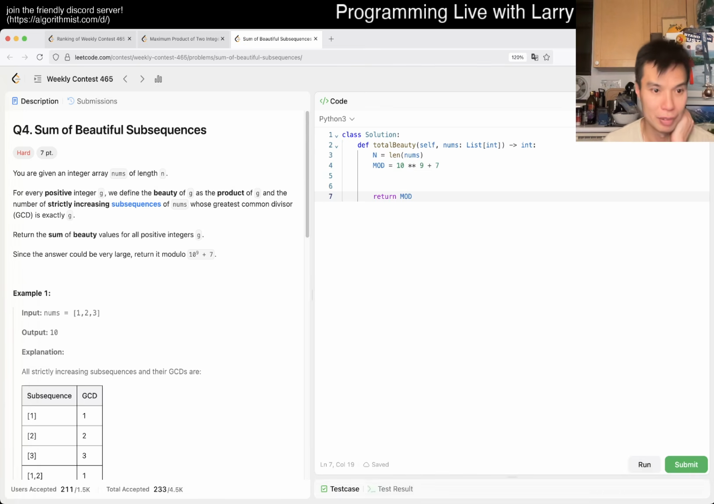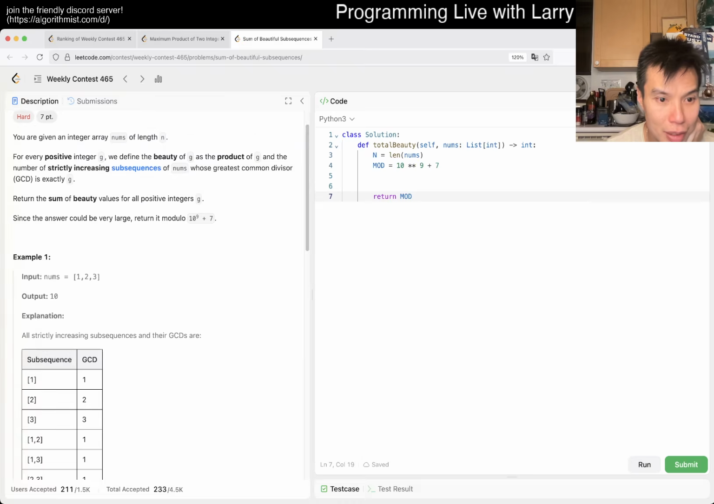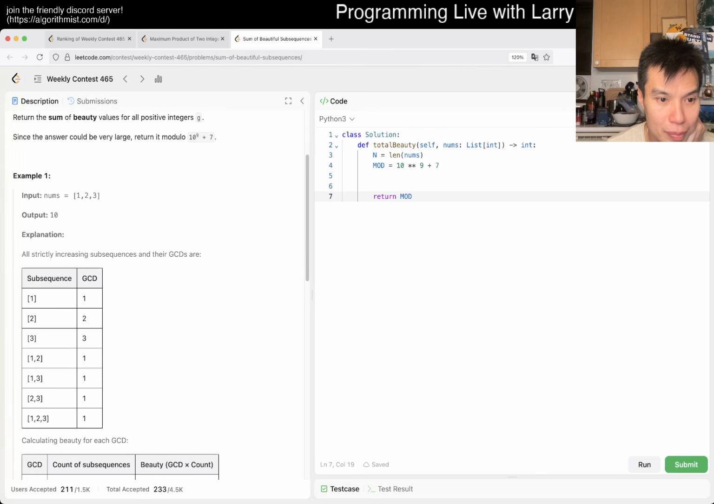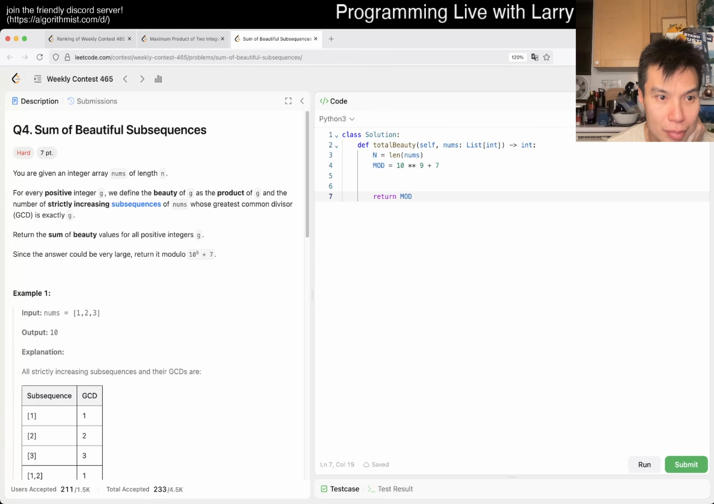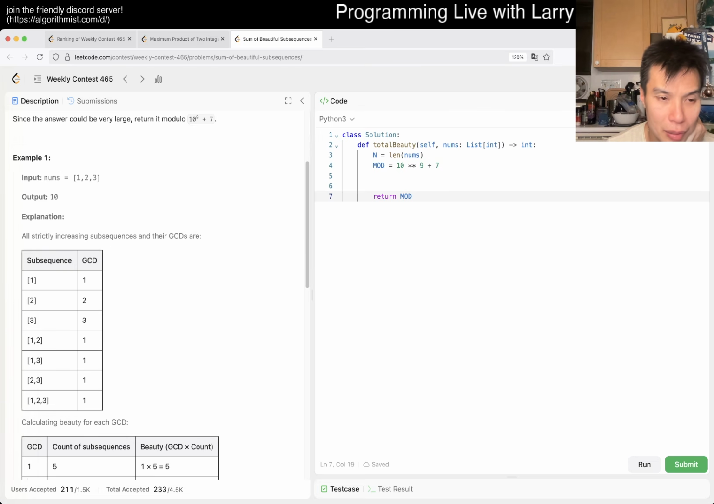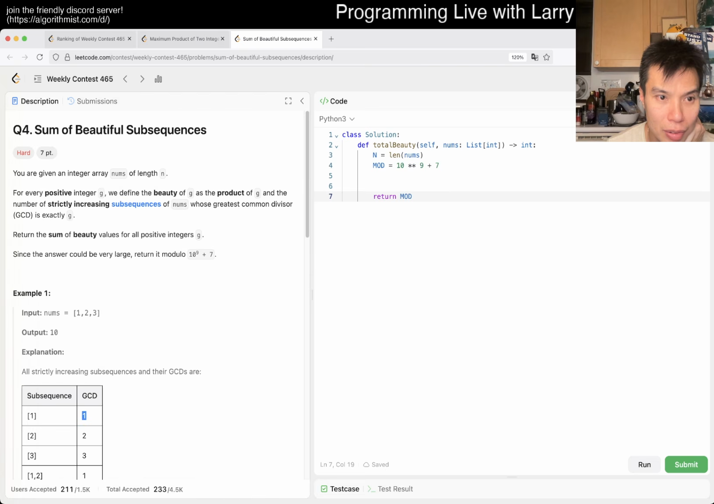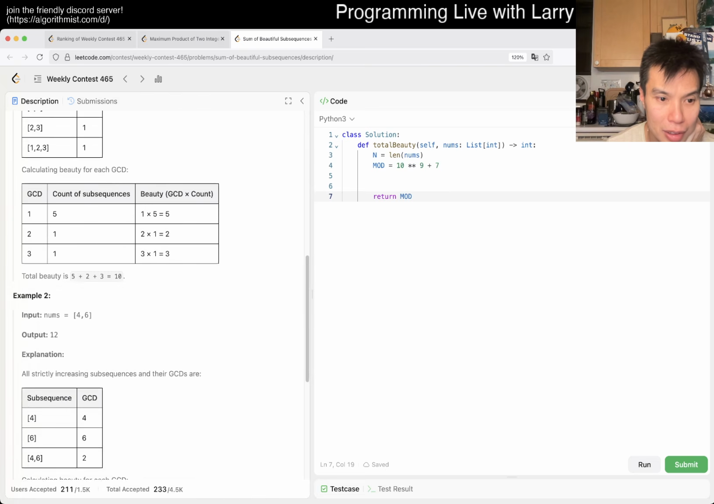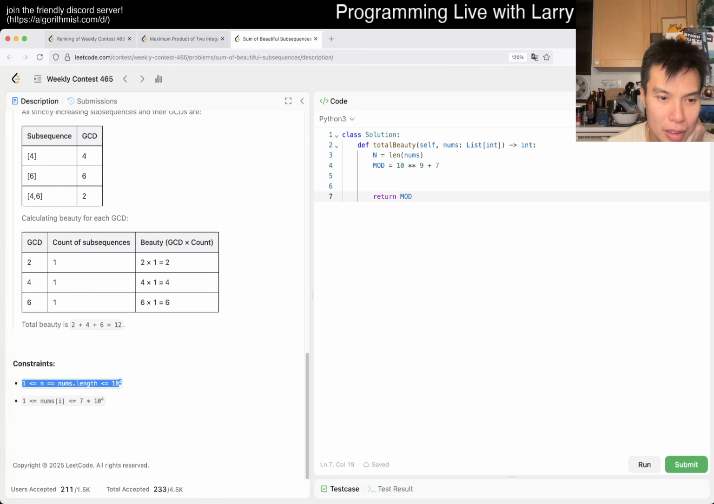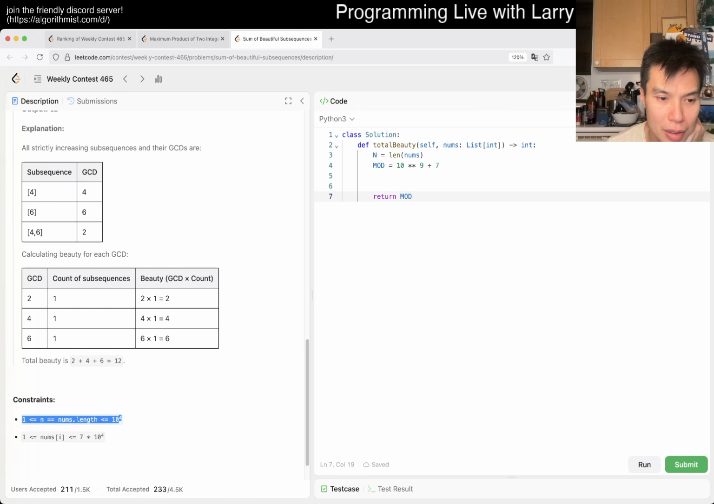All right. What does this mean? You define beauty of G. Return the sum of beauties. Okay, so that means that we have one of order strictly increasing subsequences. N is actually only 10 to the 4 for some reason, but okay.